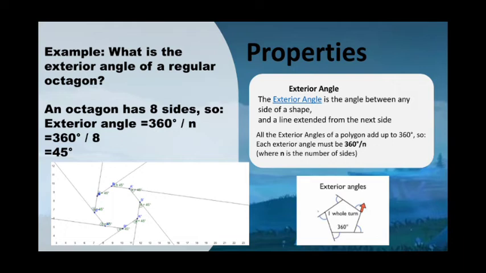Exterior angle is equal to 360 degrees divided by n. So 360 degrees divided by our n, ang ating n dito is ang 8 sides sa octagon. So 360 degrees divided by 8 is equal to 45 degrees. So lahat ng exterior angle sa regular octagon has a 45 degrees ang exterior angle.